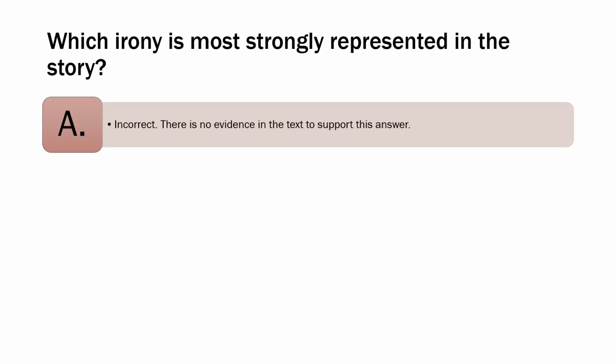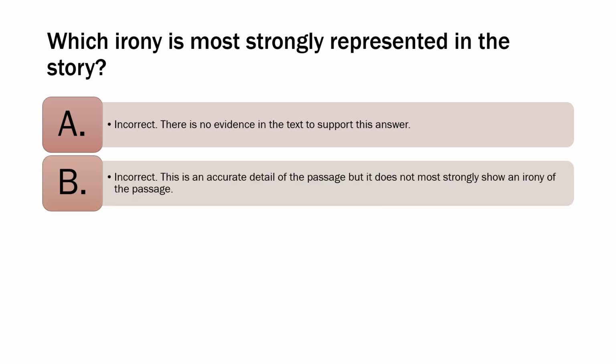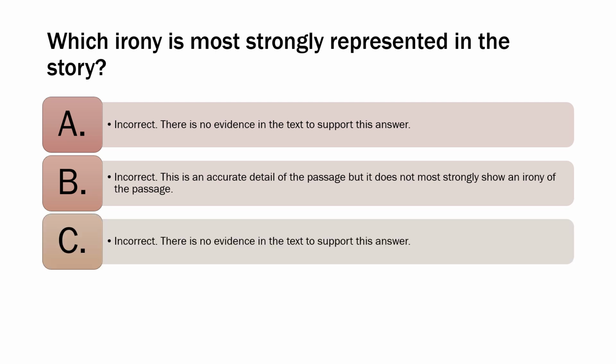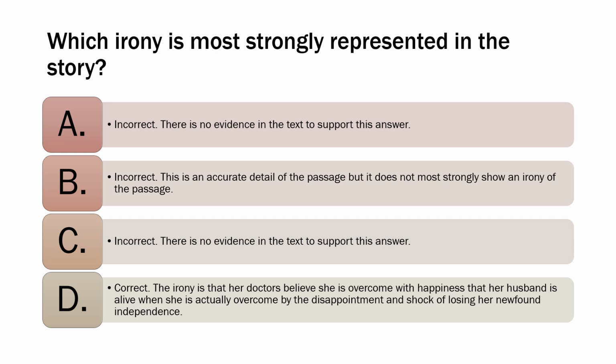A is incorrect. There is no evidence in the text to support this answer. B is incorrect. This is an accurate detail of the passage, but it does not most strongly show an irony of the passage. C is incorrect. There is no evidence in the text to support this answer. D is correct. The irony is that her doctors believe she is overcome with happiness that her husband is alive, when she is actually overcome by disappointment and shock of losing her newfound independence.